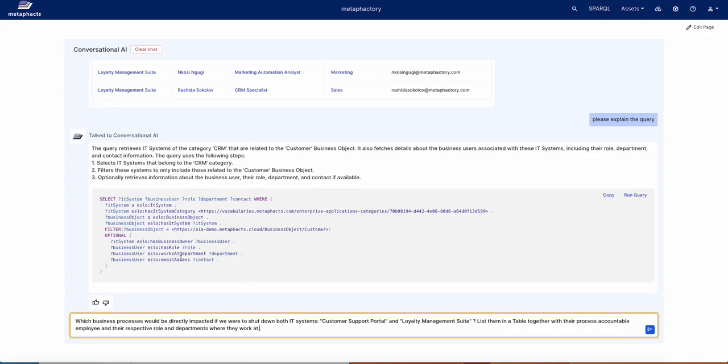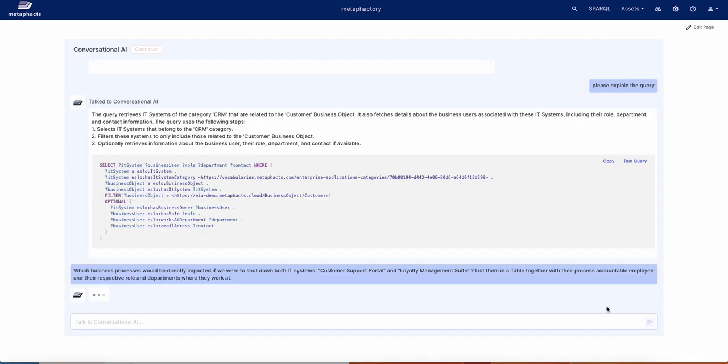So we might want to know, should both be shut down, which of the processes in my enterprise would be directly impacted? And we would also want to know who would be the process accountable, in which department they work, and which role each of them has. This again shows a little bit the nature of how these different entities such as business processes, IT systems, IT categories, employees, roles, can all come together in one single question that, by utilizing the model behind, will be able to return the respective answers.